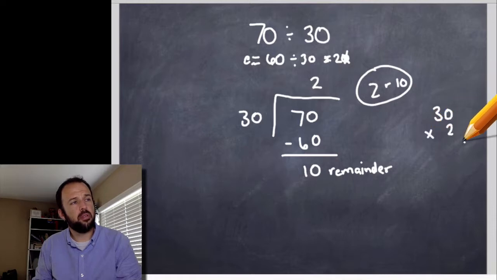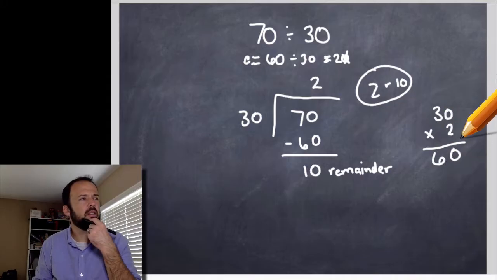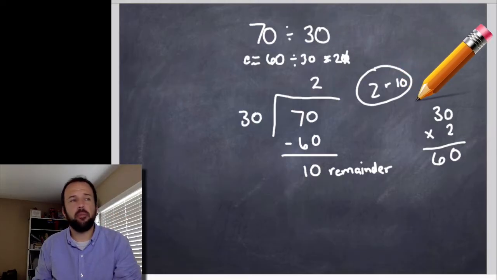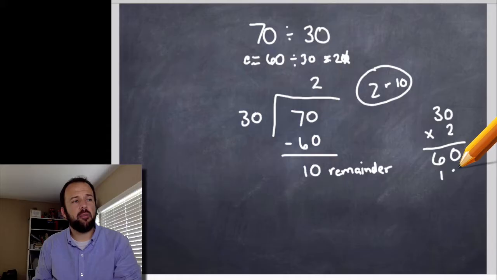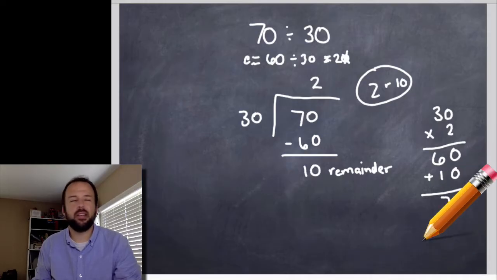So 30 times 2 gives me 2 times 0 is 0, 2 times 3 is 6, it gives me 60. Hang on a second. If I check this, I only get to 60. What am I missing? What's going on here? That's right, it's that remainder of 10. I'm going to have to add that remainder in. If I add in that remainder of 10, that's as far down as we could get, that will give me 70. So it checks out, okay? I can't forget that part of it.